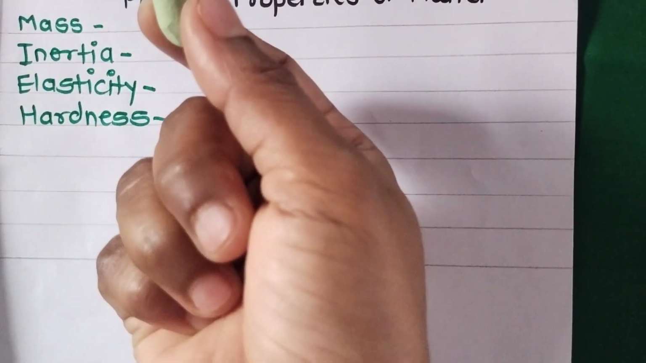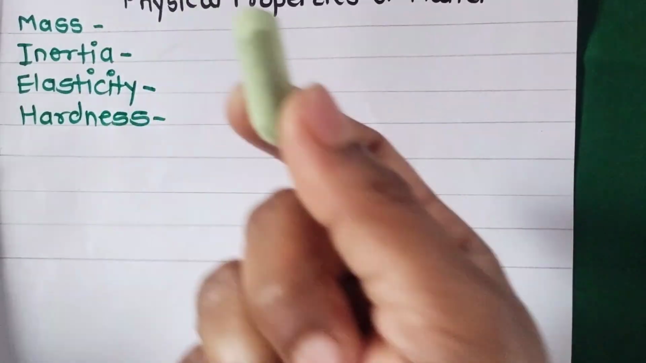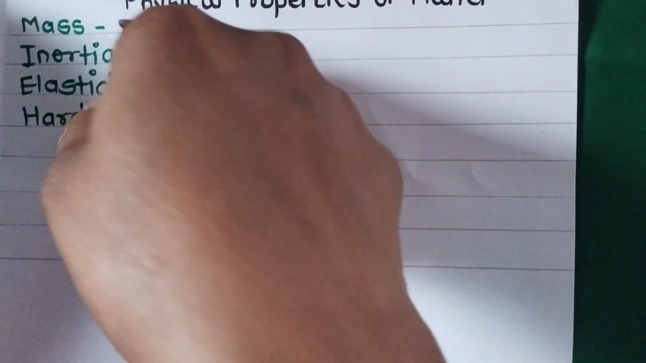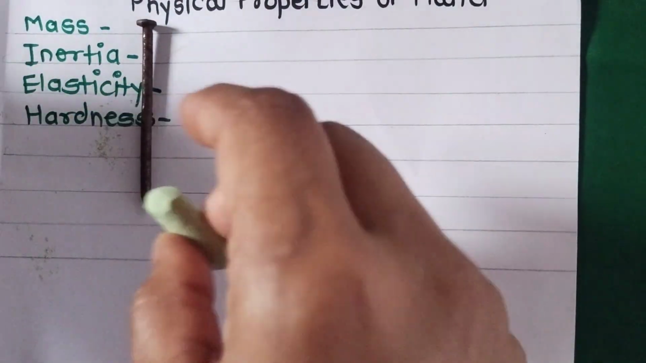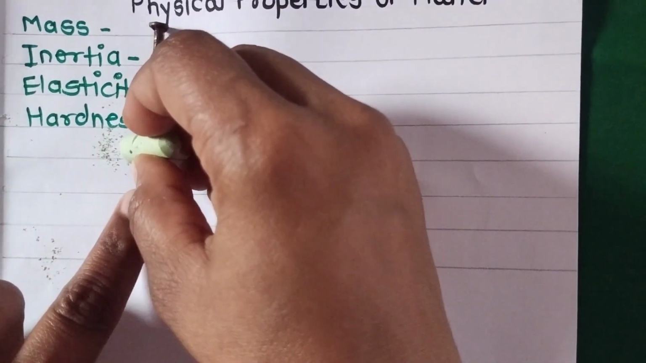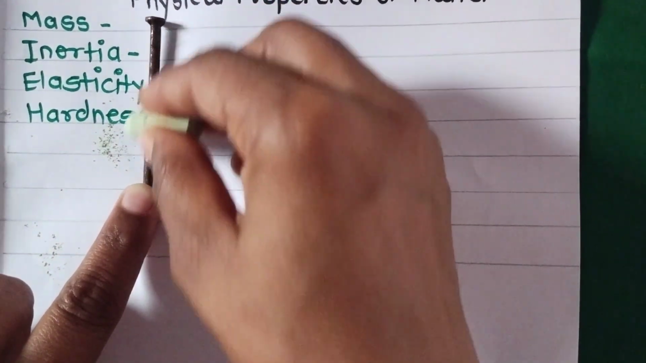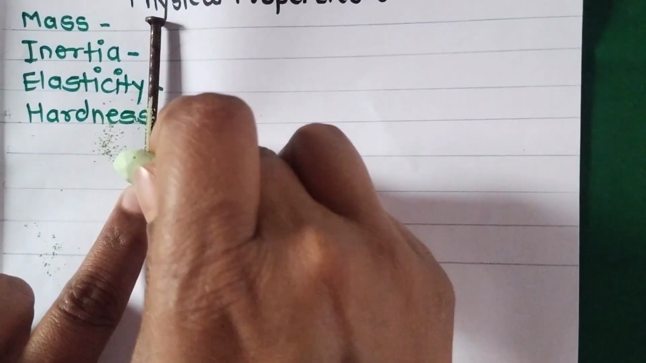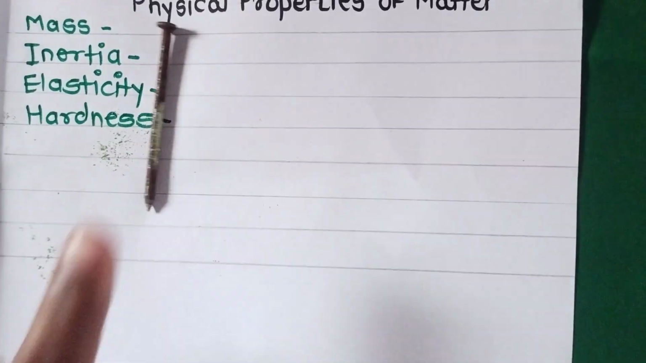Let's try a test. I have a piece of chalk and a metal nail. If I rub the nail against the chalk, the nail easily leaves a mark. But if I try to scratch the nail with the chalk, nothing happens. This proves the nail has more hardness.